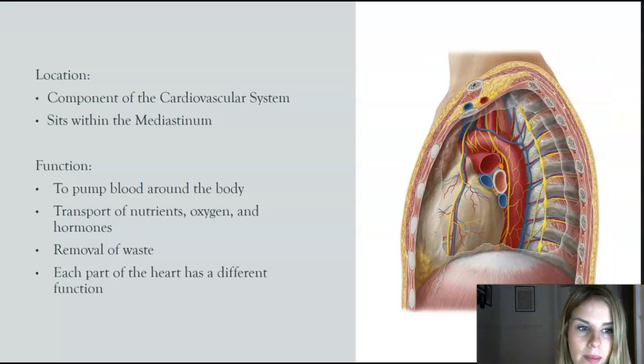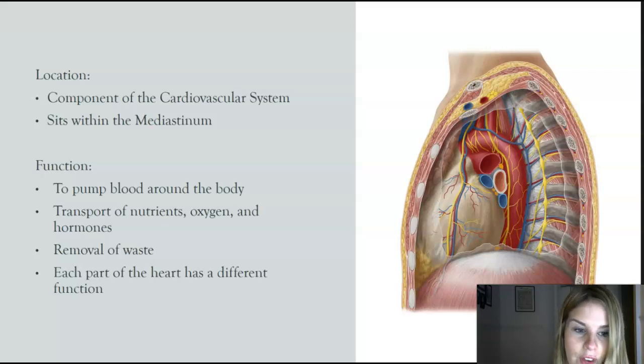Okay, so the heart basically is a component of the cardiovascular system, which is made up of the heart, the vessels and the blood. And you'll probably remember from last year, it sits within the mediastinum, which is sitting within the thoracic cavity. And in there you have your heart, you have your aorta, but you also have the trachea, the esophagus, and lots of other things as well, like lymph nodes. But for the purpose of today, let's just focus on the heart, and we'll focus on the great vessels.